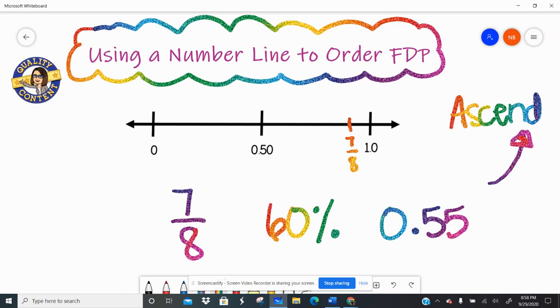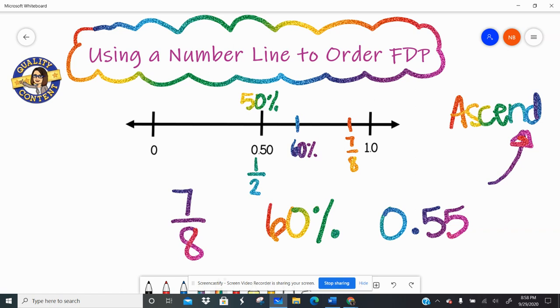Well, 60%, okay, I know it's more than 50%, right? Which is this middle marker, 0.5, 5/10, or 1/2, or 50/100, right? Is that all that middle line? So I know 60% is more than 50%. So I'm going to put my 60% kind of here, right? 60%, close-ish, but not too close.